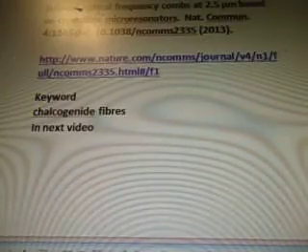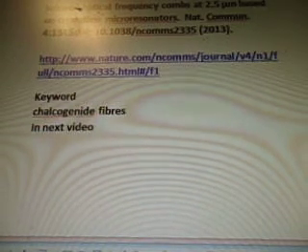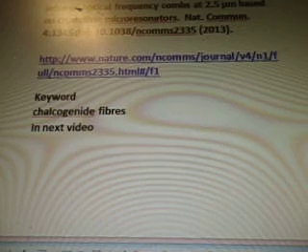So the keyword chalcogenide fibers will be in the next video. That was a keyword I found in the data. So I googled it to see what it was because it was interesting and I wanted to see what it does.